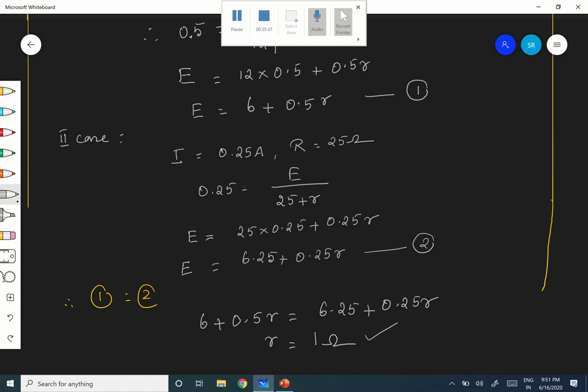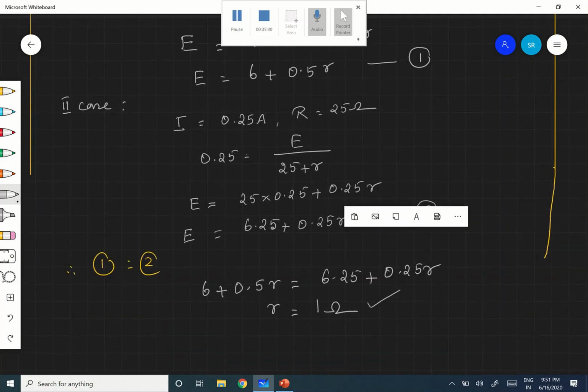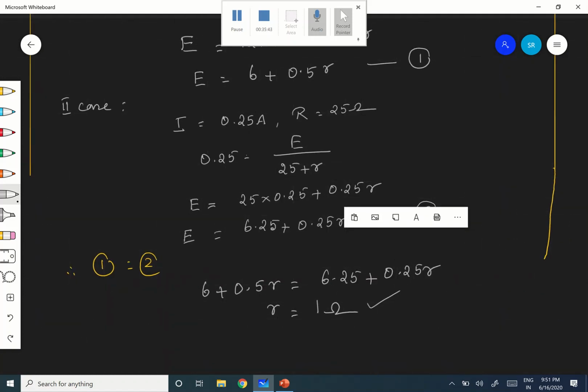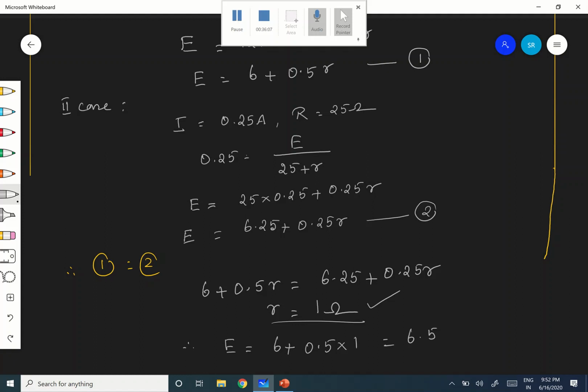Once r is known, you substitute in either equation 1 or 2. Substituting this value of r in equation 1, E is equal to 6 plus 0.5 into r, which is 1. That is nothing but 6.5 volt. Therefore, the EMF of the cell is 6.5 volt. Now, next question.